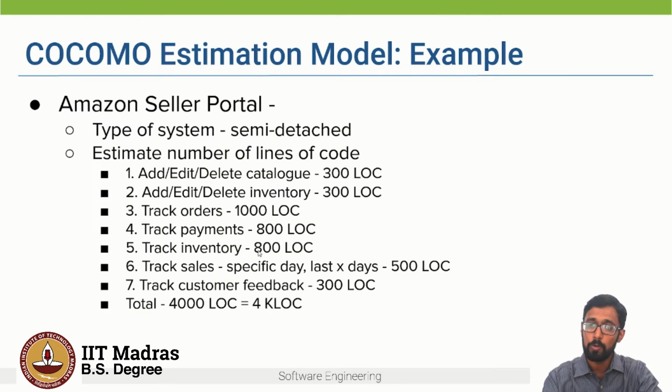So how does one do it, right? This itself is a very difficult task. And usually the project manager looks at data from previous projects to come up with these estimates. So for example, in a previous project, there would have been a module which captured customer feedback. And based on that, the software manager makes estimates for that module. So I add up all the lines of code for all the modules and I get a total of 4,000 lines of code, which is nothing but 4 kilo lines of code.